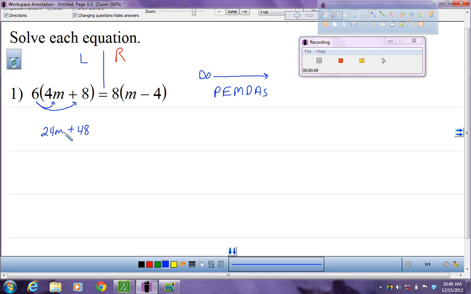And then I check my adding and subtracting. Can I collect like terms here? No. So then that's it. I'm finished with the left side. Okay. Then I'm going to do the right side.